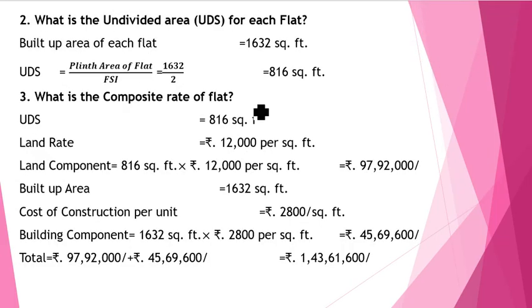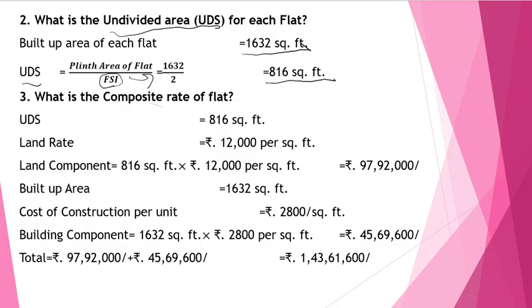So what is the UDS of each flat? The built up area of each flat is 1632 square feet and you have to divide it by FSI. FSI is 2. So undivided share of land for each flat will be 816 square feet.